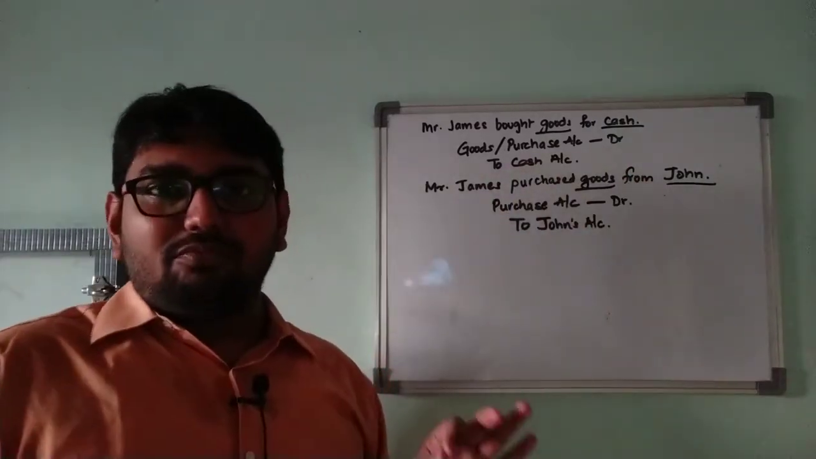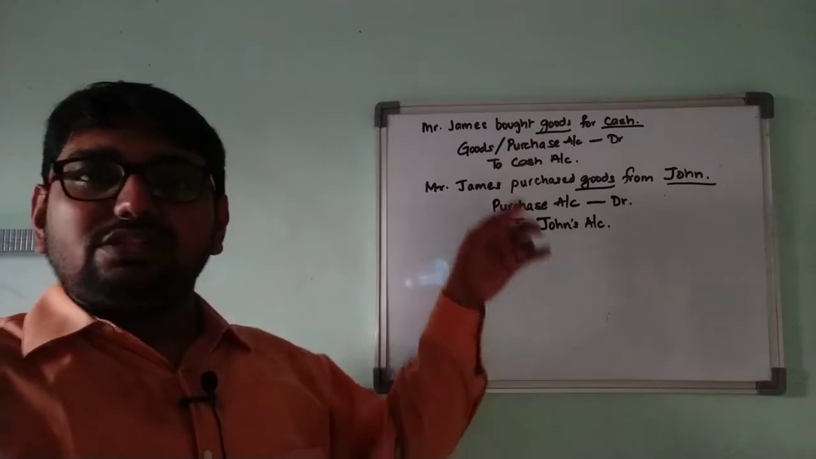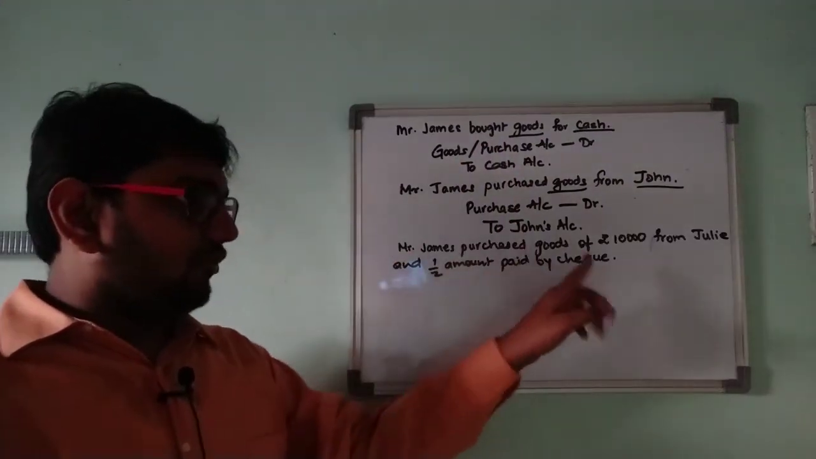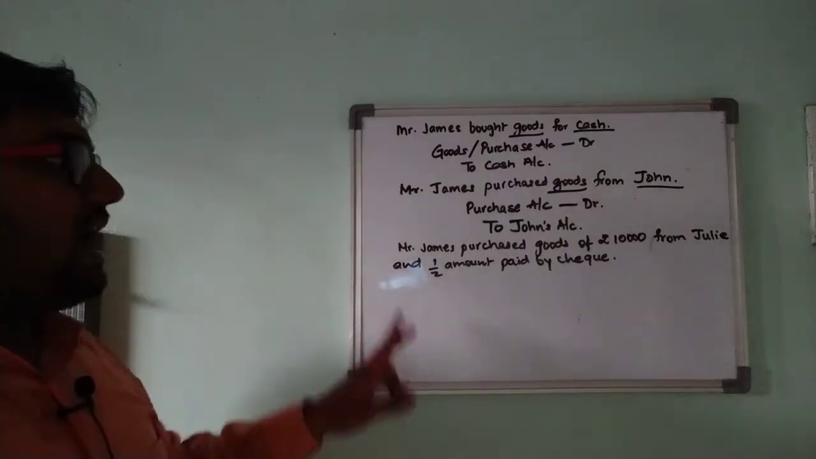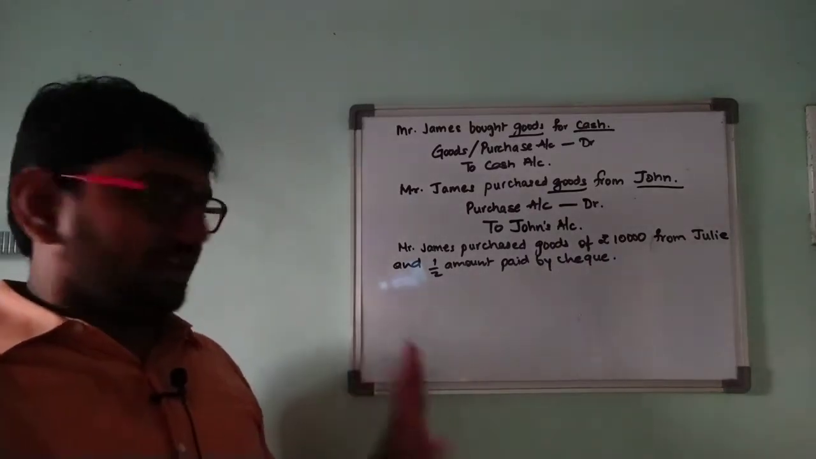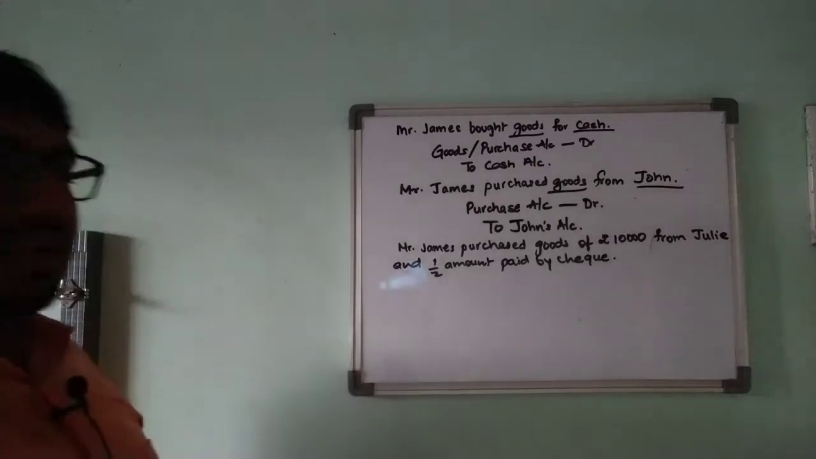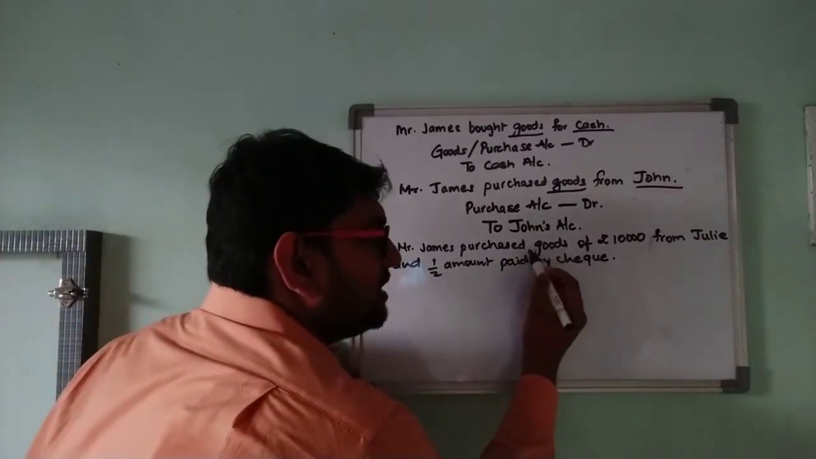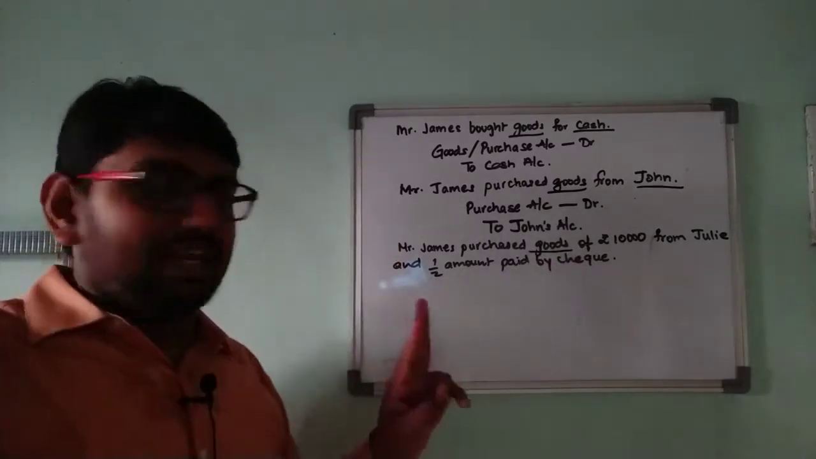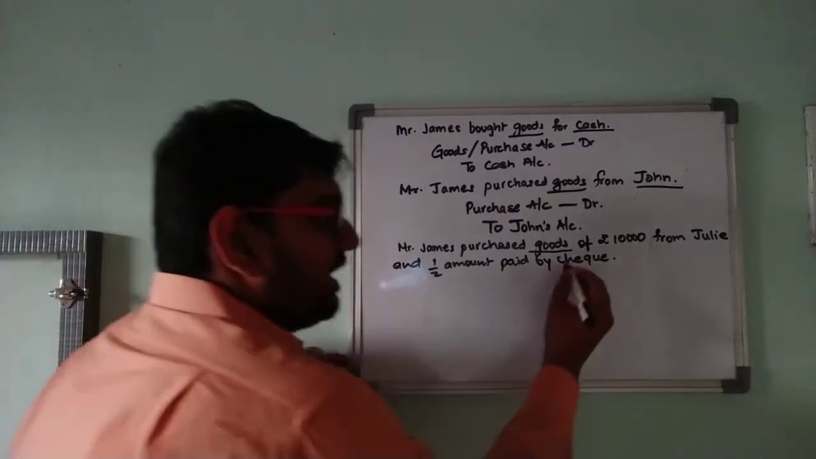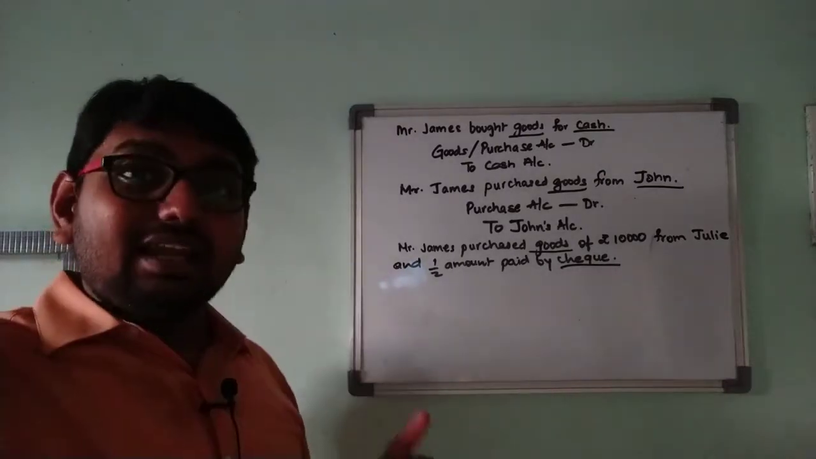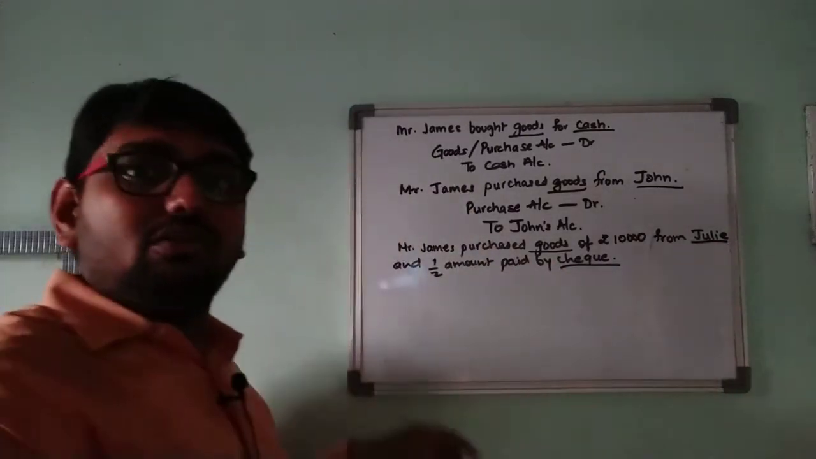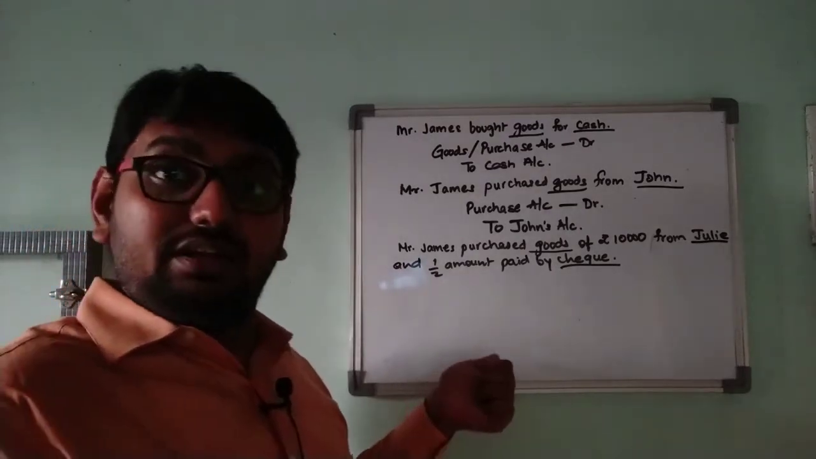And the final type of purchase is the mix of these two. I'll show you. Mr. James purchased goods of rupees 10,000 from Julie and half the amount paid by check. Right? So here there are three things which are important. First of all, goods is important, and secondly, as this is by check, check is important, and even Julie is important. Now why is Julie important? You will understand after passing the journal entry.